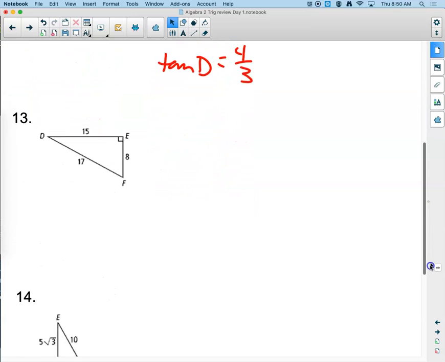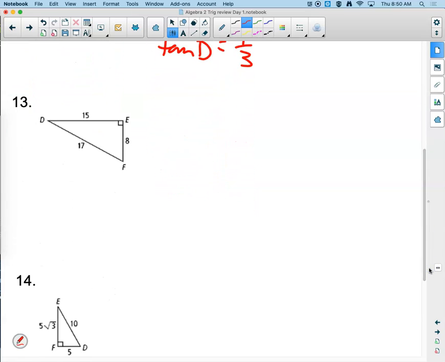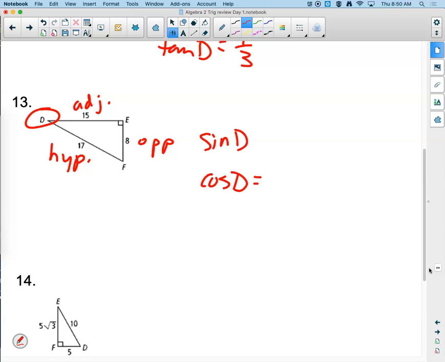So let's take a look at this one. Can everybody find D? All right, let's label. What would you label the 15? Adjacent. What would you label the 8? Opposite. What would you label the 17? Hypotenuse. Going to call on 3 people to give me those. So take a minute here. Write down sine, cosine, and tangent.